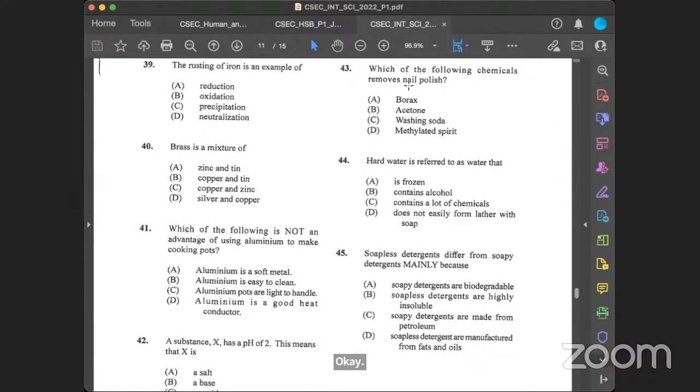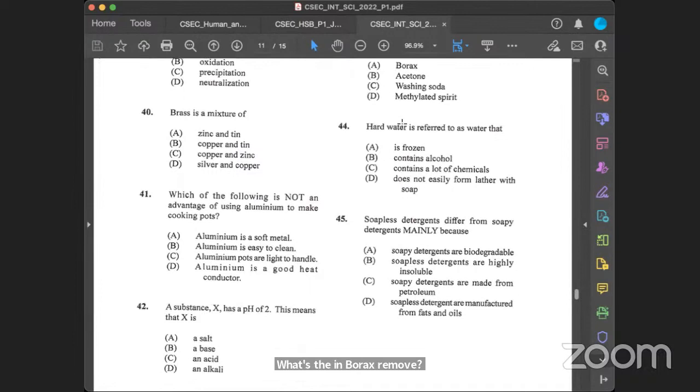What removes nail polish? Acetone. Acetone alcohol. What removes grass stain? Methylated spirit. Methylated spirit. Grass stain. What stain does borax remove? Rust. Rust.